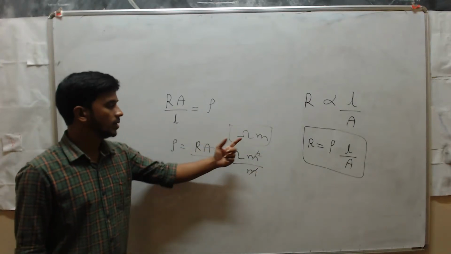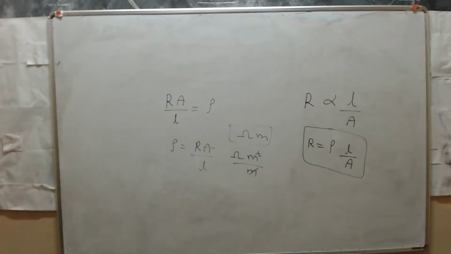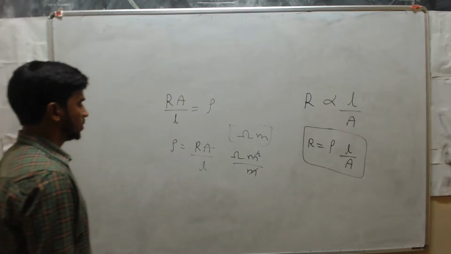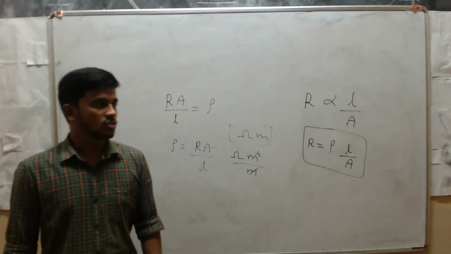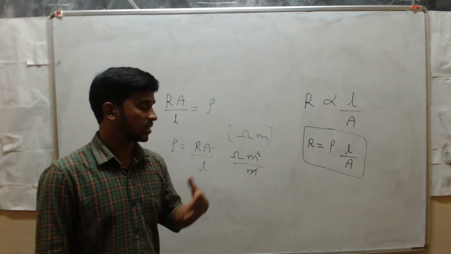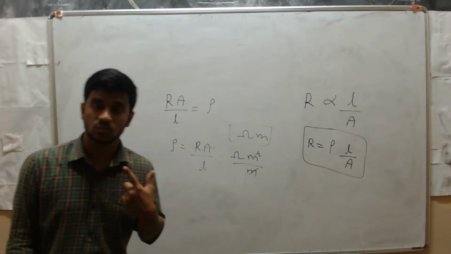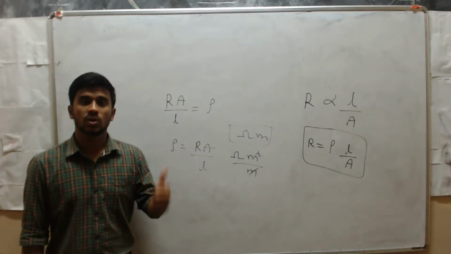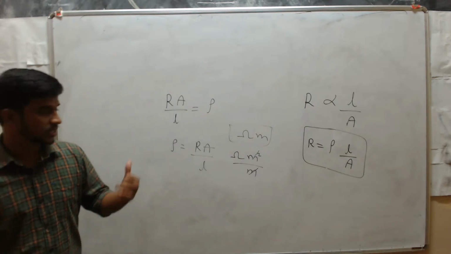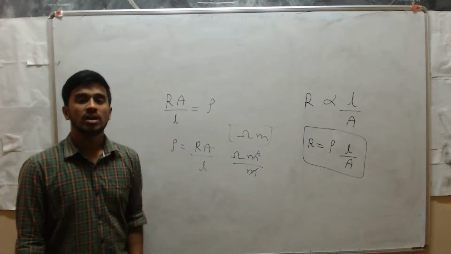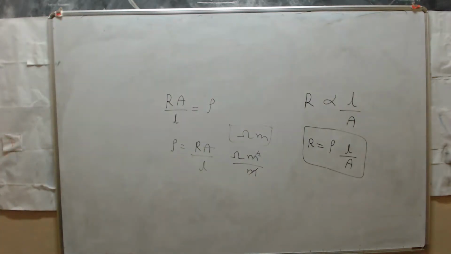Clear? Ohm meter. So here, resistivity means the specific resistance of the conductor. To calculate the resistivity of different conductors, we should consider the length of the conductor as 1 meter and the area of cross section as 1 meter square. At that time we calculate the resistance, and that resistance is called resistivity. Okay, next.